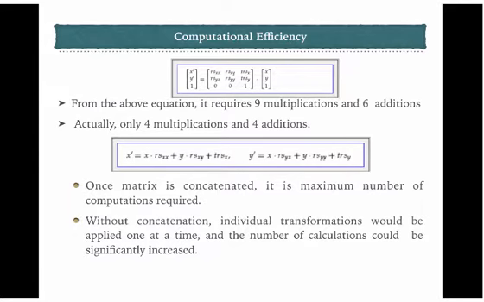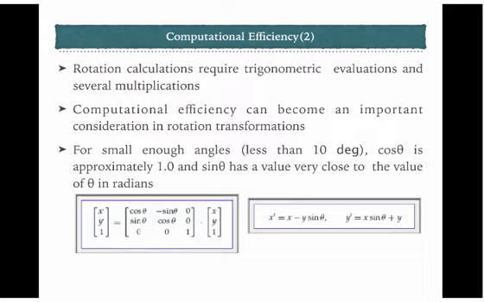Rotation calculations require trigonometric evaluations and several multiplications. Computational efficiency can become an important consideration in rotation transformations. For small enough angles, less than 10 degrees, cos theta is approximately 1, and sin theta is very close to the value of theta in radians. As you can see from the matrix multiplication equations below, x dash and y dash are the new coordinates, x and y are the original coordinates, and theta is the angle by which it is rotated.